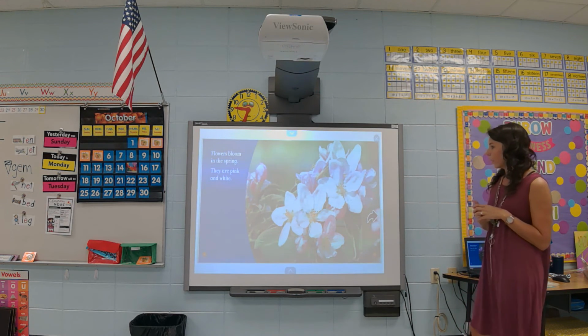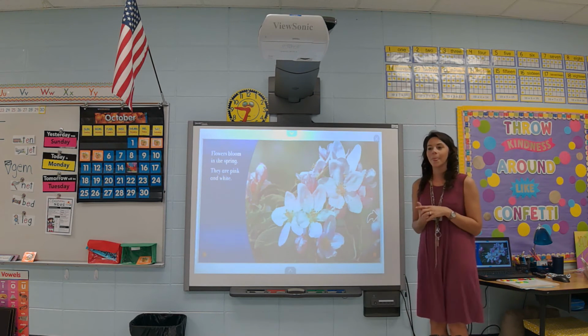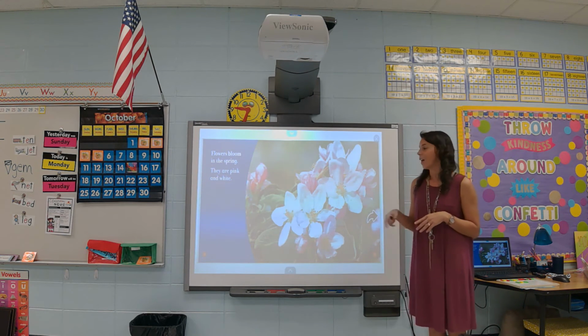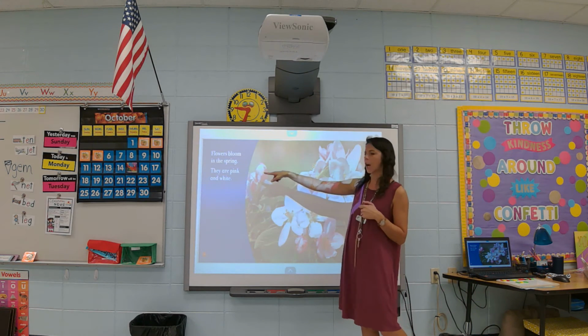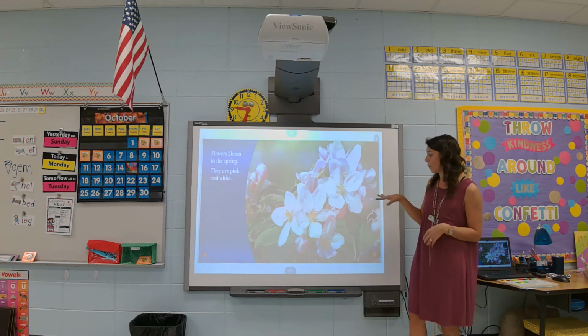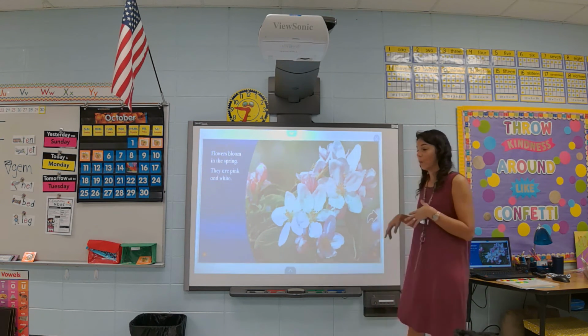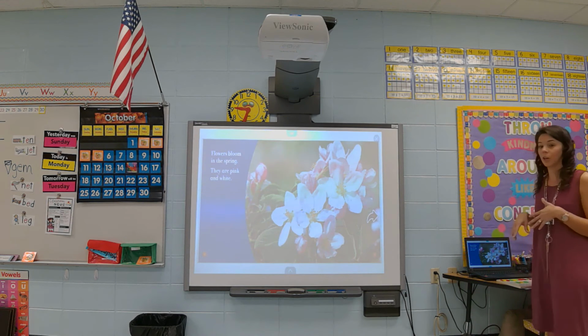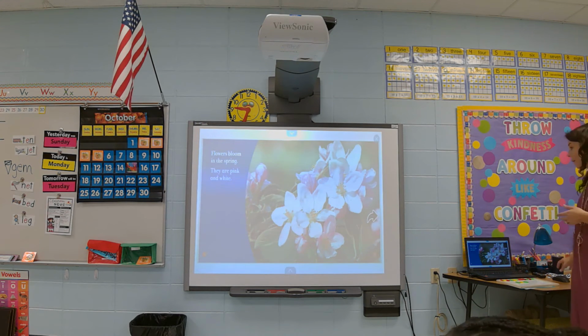So look at those pretty flowers. What colors could they be? Pink. Taylor? Purple. Okay, purple. It's kind of hard to see back there. It actually tells us they are pink and white. So pink and white flowers will start to sprout on the tree. What do you think the flowers are going to turn into? Zoe, can you predict what might happen?